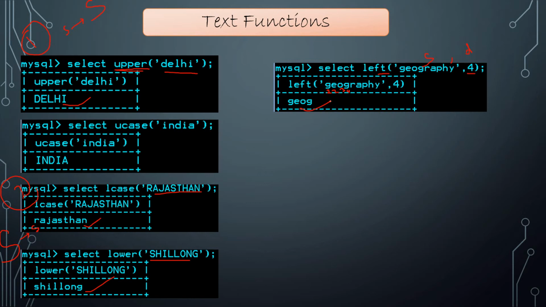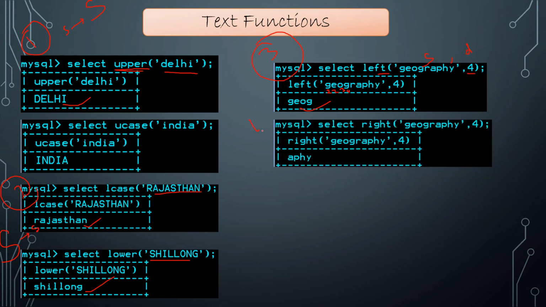Okay, we are getting 4 digits from the left hand side. Same case, if I want to fetch the digits from the right side of the string, then I have another function, which is right. Just like left, I have another function, right. Here I am also writing 4, which means you have to fetch 4 digits from the right side: 1, 2, 3 and 4. Here is my answer, APHY. Okay, so these are the ways to fetch the slices from the left or right side.